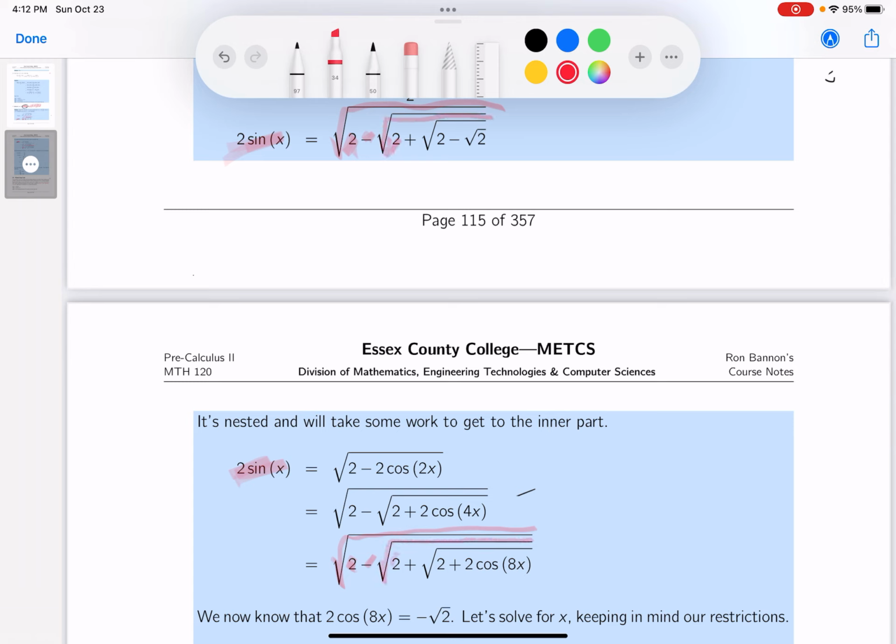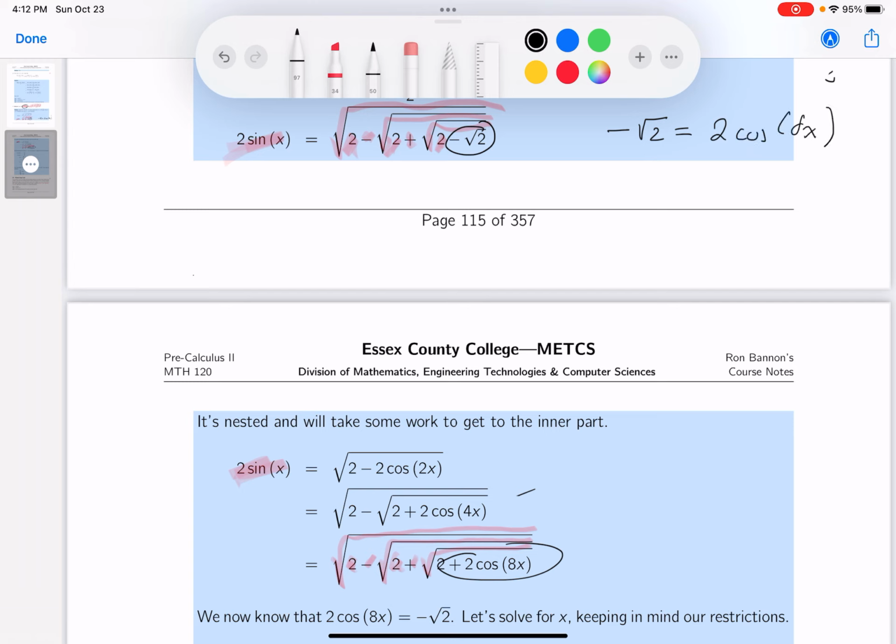I got the 2. I got the plus sign. I got another long root. I got 2, but here's my problem. I'm looking at this, and I'm looking at this, and they have to equate. So what am I saying? I'm saying the minus root 2 has got to be the same as 2 cosine of 8x.